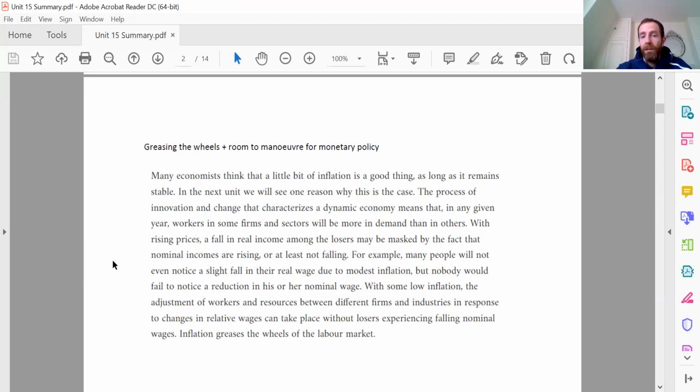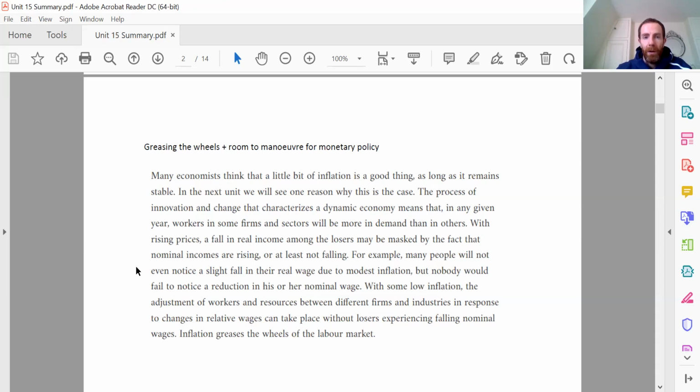But what they will notice is if their nominal wage went down. So the combination of nominal wages not changing or going up by a small amount, but inflation being higher, can actually mean that real wages fall. And that can send important signals within the market that allow some people to in reality lose out while others gain. And that's an important mechanism for the labor market working effectively.